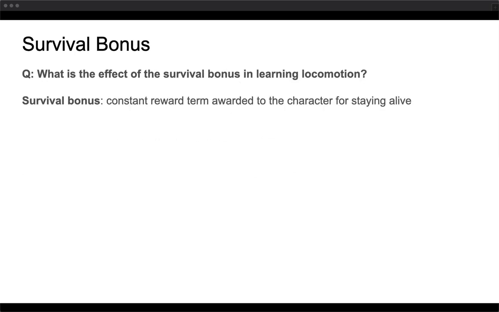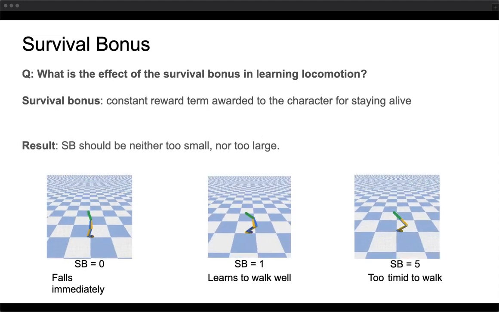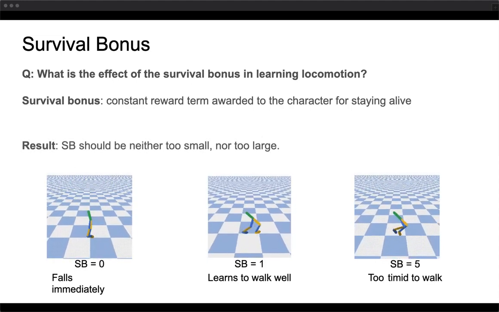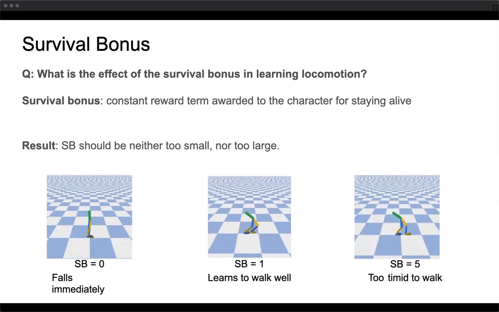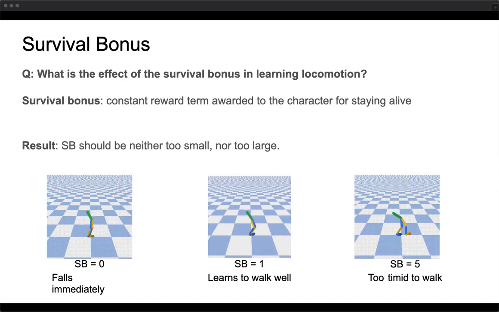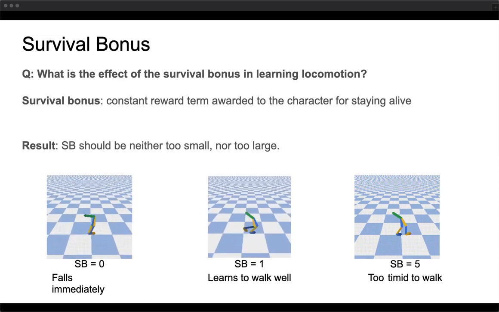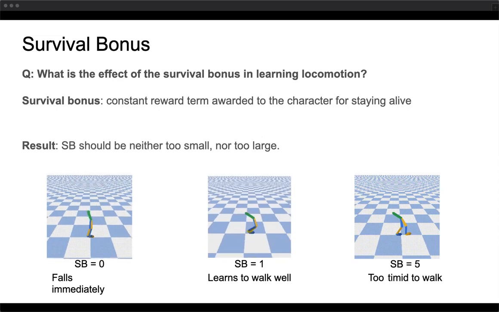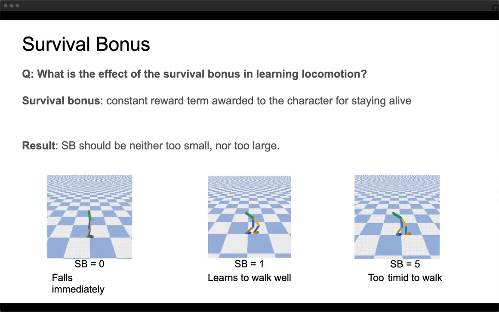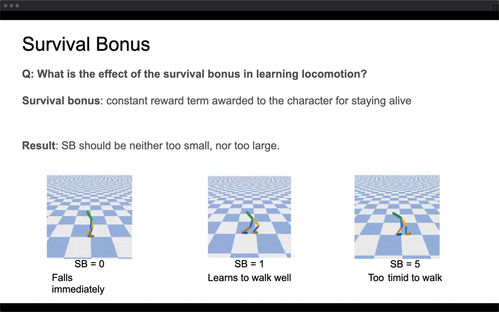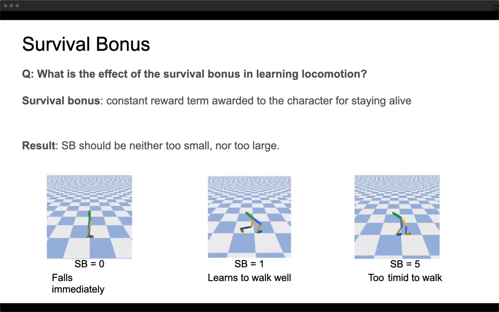Speaking about the reward, we took a look at the survival bonus, which is one of the different components of the reward signal. This survival bonus is a constant reward term that is awarded to the character just for staying alive. And this simple term has a big effect on the final policy. In fact, if the survival bonus is too small, the policy fails immediately and the character falls all the time because it is not incentivized to learn. Instead, if the survival bonus is too big, the character becomes too timid to walk because it already gets a good reward and just doesn't want to learn any further.